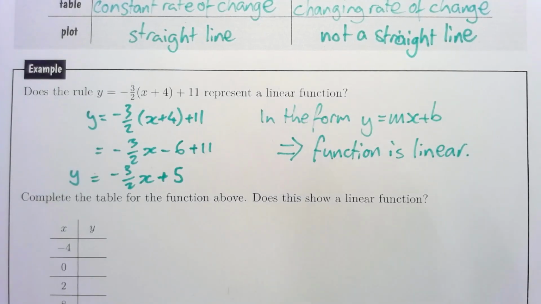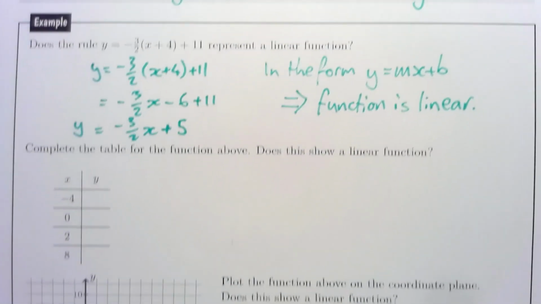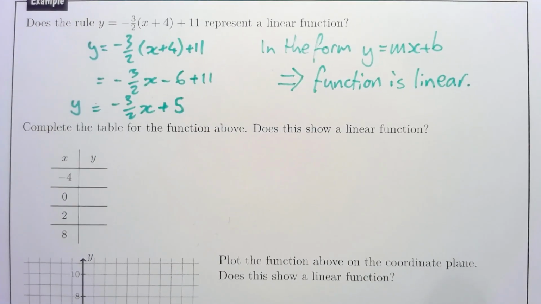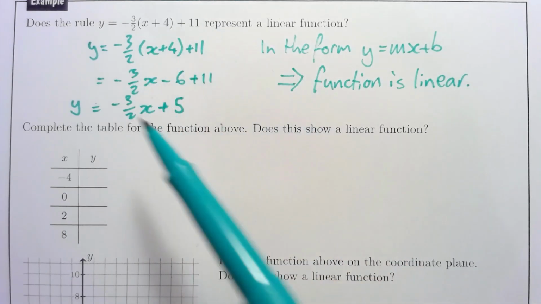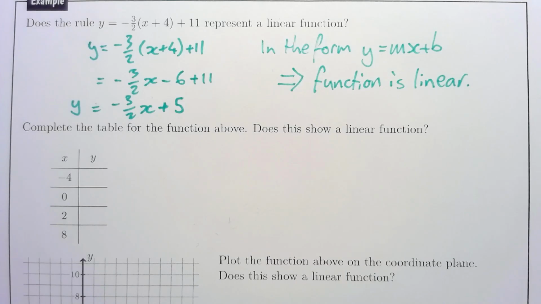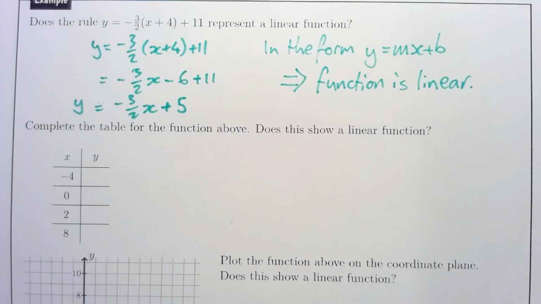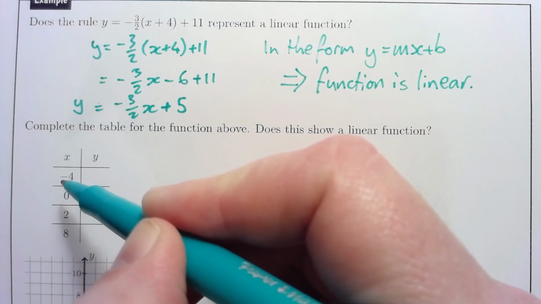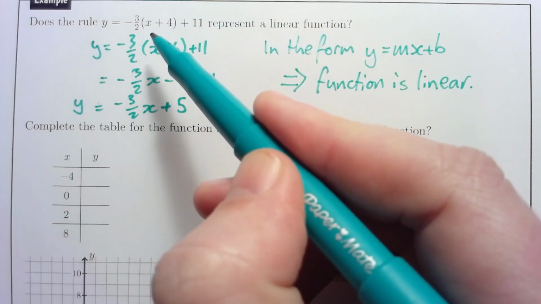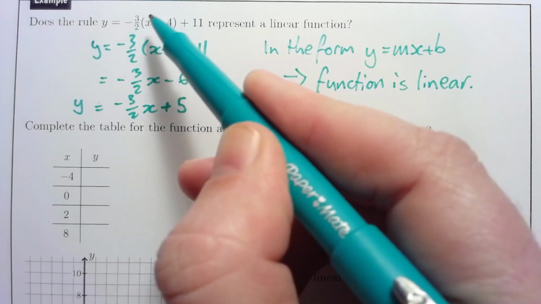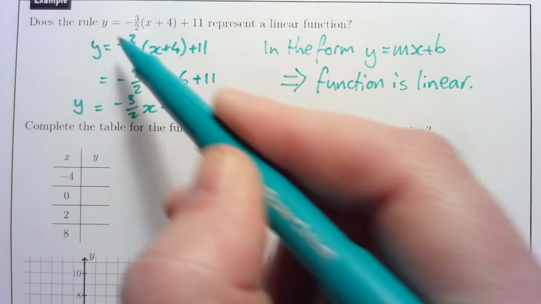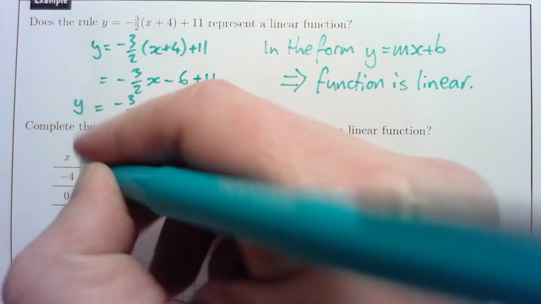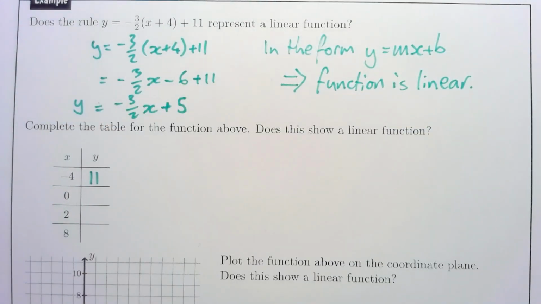Okay, let's fill out the next example. Well, the next part of the example. So we're still working with the same function, and well, we kind of know the answer. We already know that it's linear, but let's suppose we didn't figure it out using the rule. How could we figure it out using the table? So the first step is to fill out the table. So if x is negative 4, we'll have negative 4 plus 4 is 0. Negative 3 over 2 times 0 is still 0. Plus 11 means we get 11.